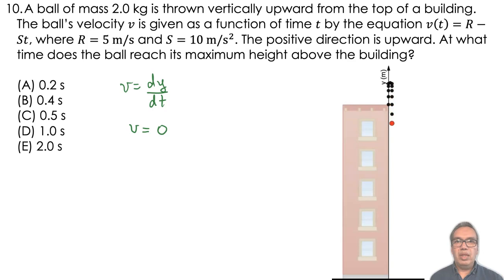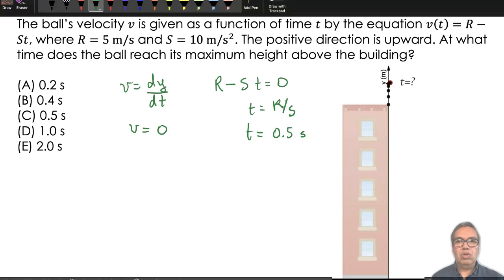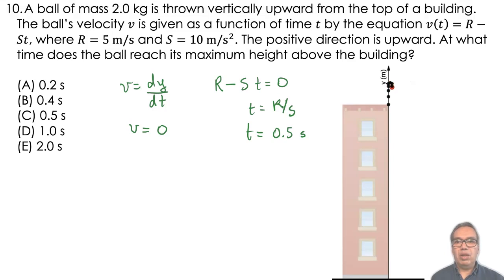Therefore, what we need is that the velocity as a function of time be equal to zero, which means r minus st equal to zero, and therefore t is equal to r over s, which means that the ball takes exactly 0.5 seconds to get to the highest possible position. So your correct answer will be option C.